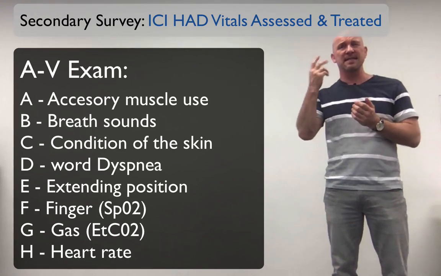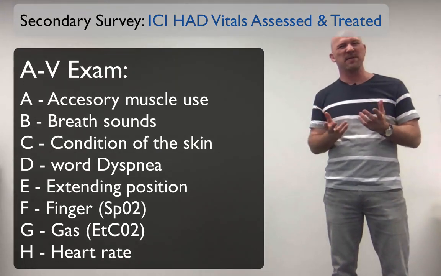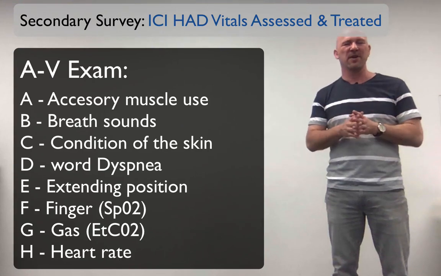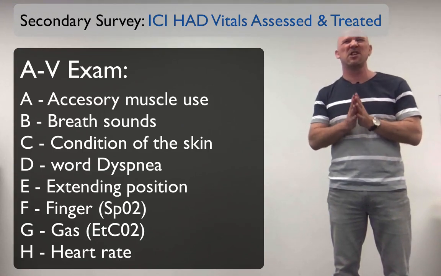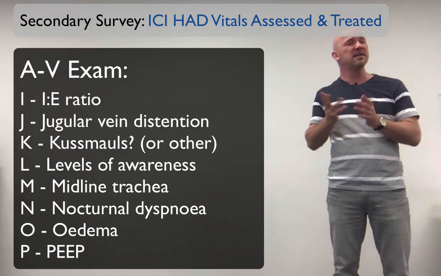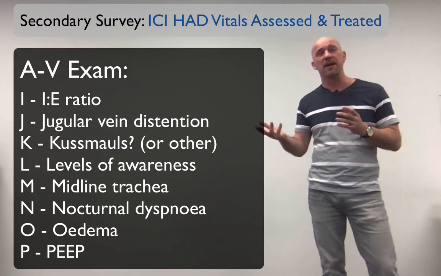The G is gas, end tidal CO2. H is heart rate. She's a little tachy, and I'm worried about that. You shouldn't be pumping away in your 90s for a heart rate when you're just sitting down. So it's not great. She's obviously in some distress. I is inspiratory-expiratory ratio, and my partner tells me she's about a 1 to 3.